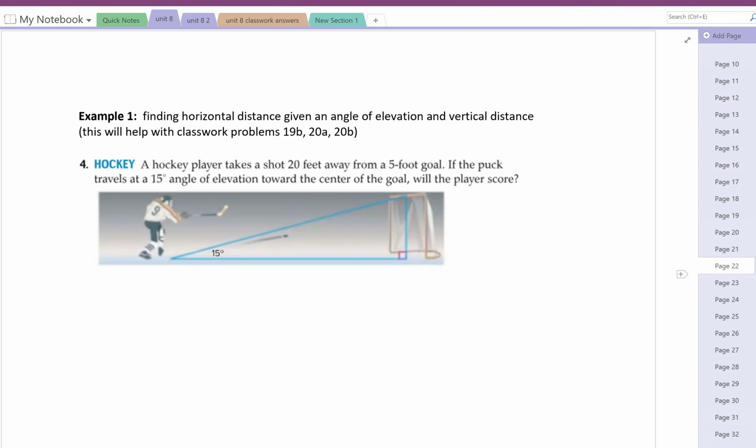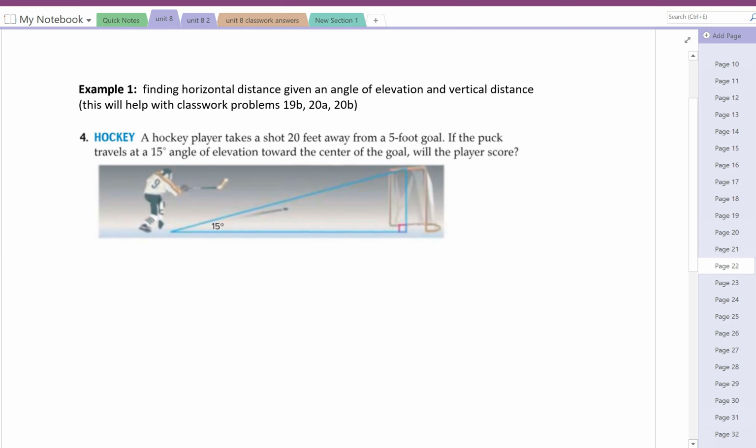All right, so now let's start doing some problems with angles of elevation and angles of depression. What we're actually going to be doing when you do problems with angles of elevation and depression is using the trig functions that we learned last week. This one here is a pretty easy example, but I'm going to walk through it so that it'll help you with problems 19b, 20a, and 20b on your classwork for today or for tomorrow.